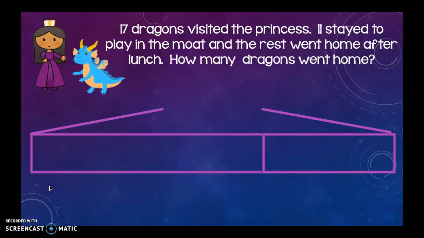I'm going to go ahead and draw my good tape diagram, and I'm going to fill in the pieces that I know. It says 17 dragons visited the princess. So I know there's 17 dragons altogether. Now, one of the parts is 11 stayed to play in the moat. So I'm going to go ahead and fill in that first part to show 11. 1, 2, 3, 4, 5, 6.